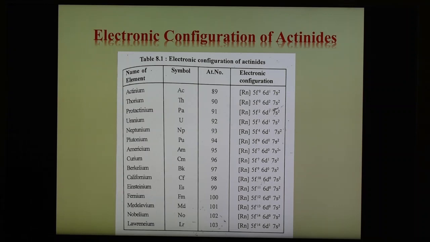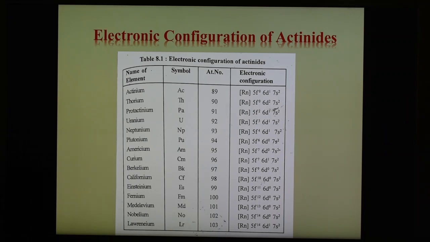We find that the 5f and 6d subshells penetrate the 7s orbital quite significantly and are therefore stabilized relative to the 7p subshell. The next few electrons enter either of these two subshells, that is 5f or 6d. And from uranium onward, there is no doubt that the 5f subshell is more stable.